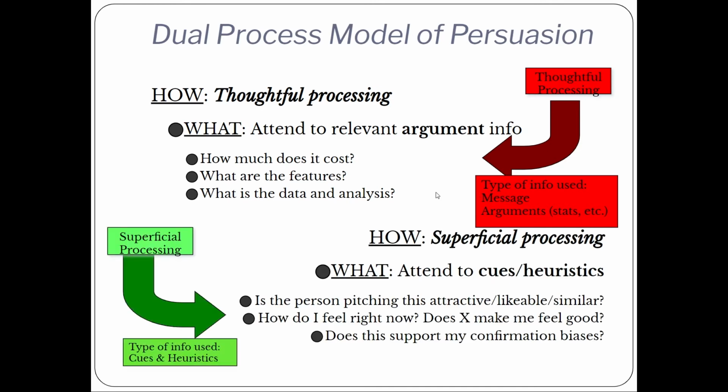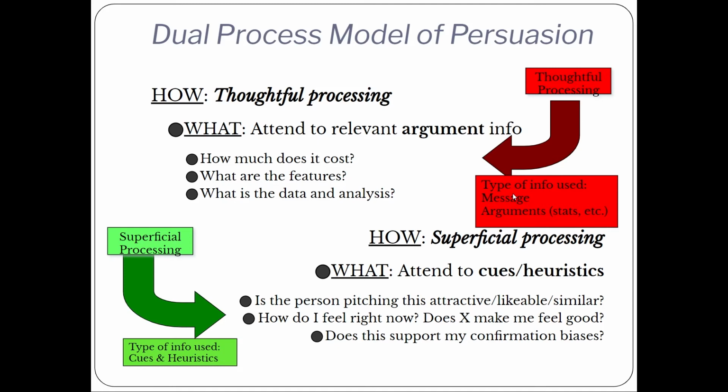However, if they process the information in a superficial way, which is how they're thinking, superficial processing, then they would pay attention to information such as cues and heuristics. So the cue or heuristic example could be: is the person pitching this idea attractive? Are they likable, similar to me?